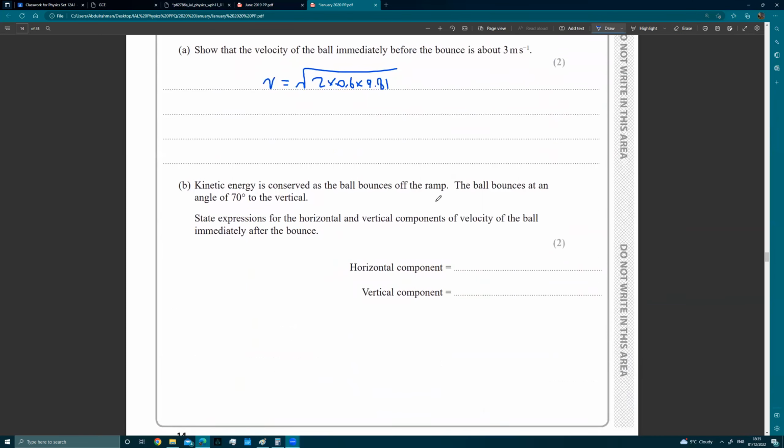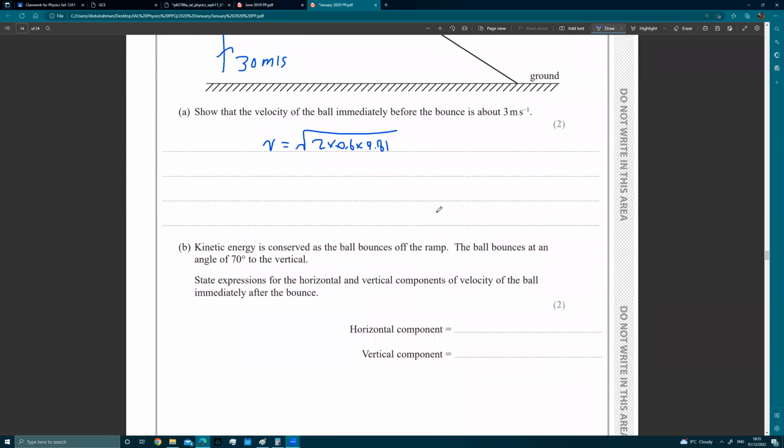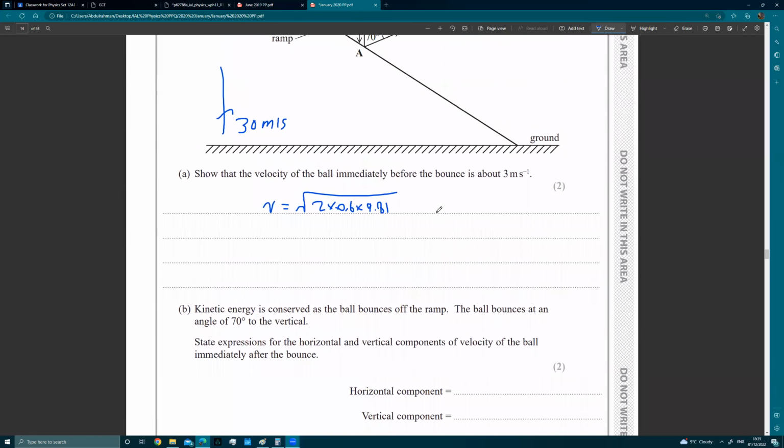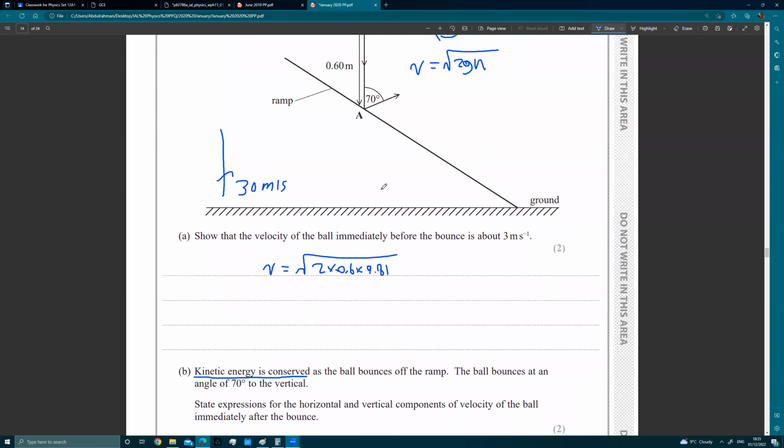Anyway, so kinetic energy is conserved as the ball bounces off the ramp. The ball bounces at an angle of 70 degrees to the vertical. Well, if kinetic energy is conserved, what does it tell me about the velocity as it leaves the ramp? It's going to be the same velocity as it hits the ramp. Excellent. The final velocity will be the initial also.